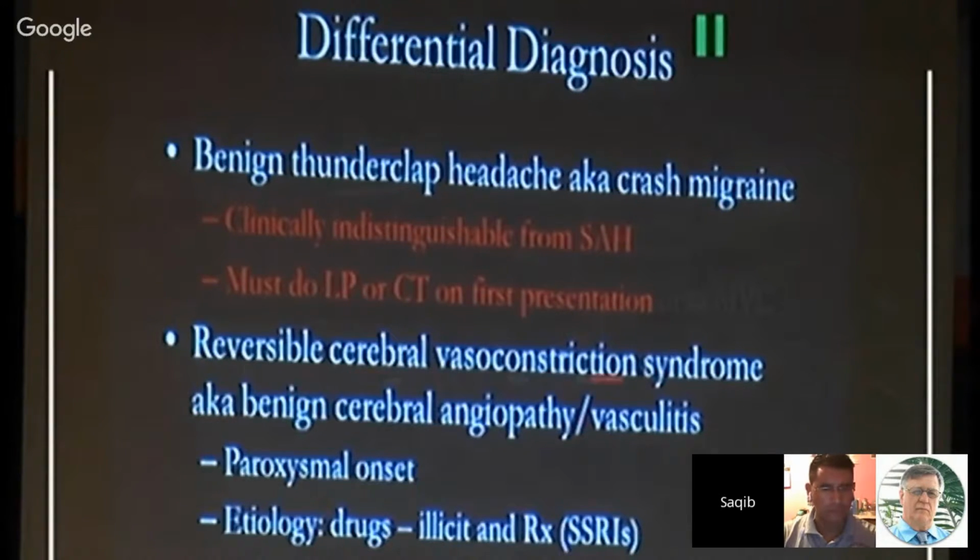Also, reversible cerebral vasoconstriction syndrome, RCVS, also known as benign cerebral angiopathy, a type of vasculitis, can give a very severe type of headache as well. The reason for that is because it can be caused by illicit drugs or also prescription drugs, and notoriously the SSRIs are the key ones that can cause that syndrome.